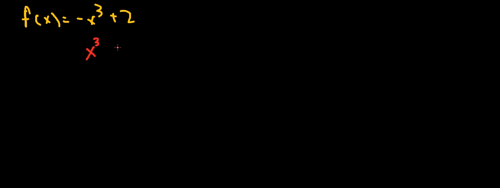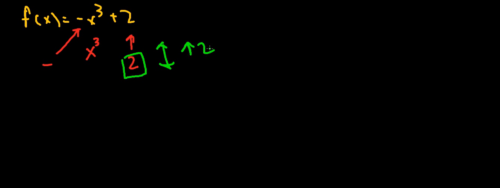And also we have an addition of 2, and we also have a minus sign multiplying our base function. So we know that when we have an addition to our base function, this is going to be a vertical shift, and more specifically an upward shift of 2.